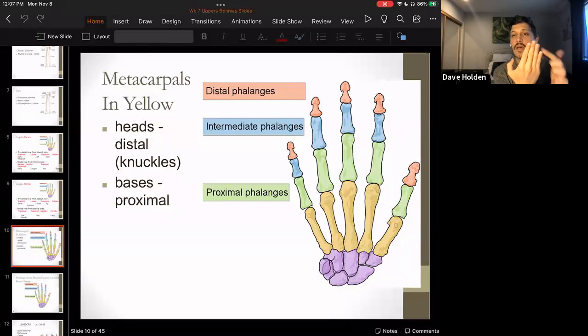All of these joints are hinge joints. They open and they close. They don't do anything else. They don't rotate, for example. So if you are looking at the palm of your hand, you can't rotate a single finger around to look at your fingernail. The whole hand has to rotate. Individual fingers are hinge joints.